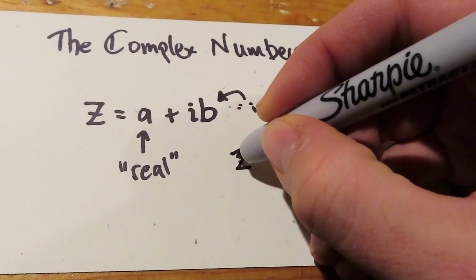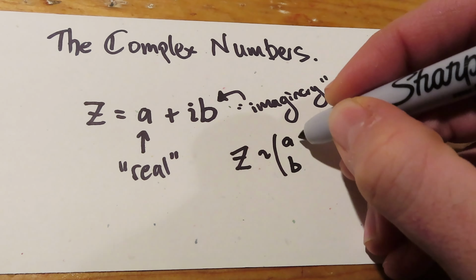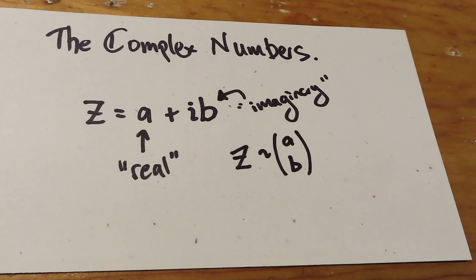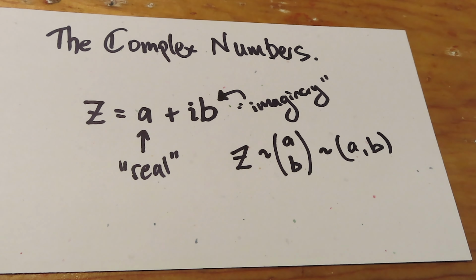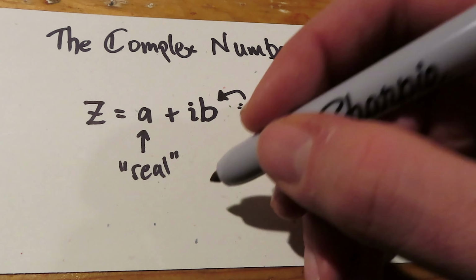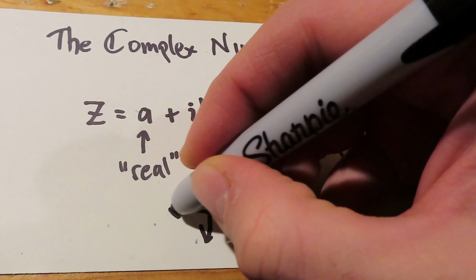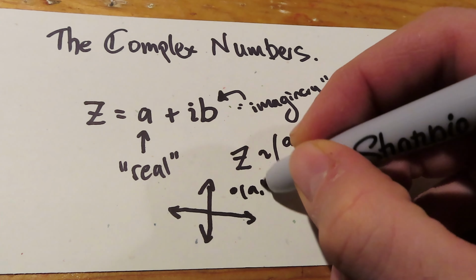Often, we will represent a complex number by a 2-dimensional real vector. So you can think of that either as a column vector with a and b in the 2 components, or a row vector, a and b. Alternatively, we can represent this ordered pair, a and b, as a point on the so-called complex plane.